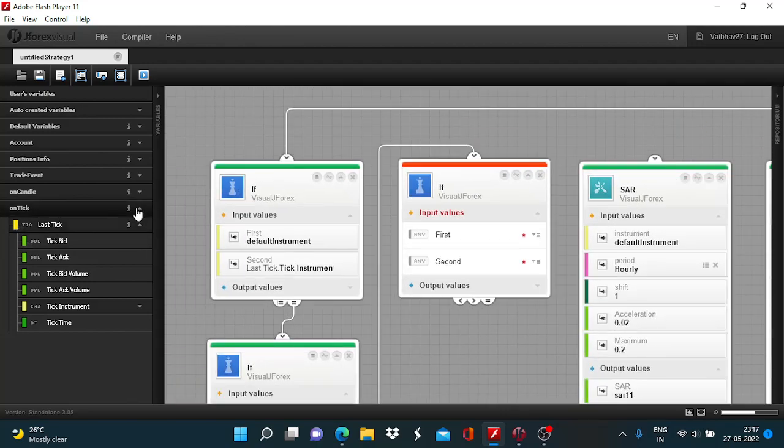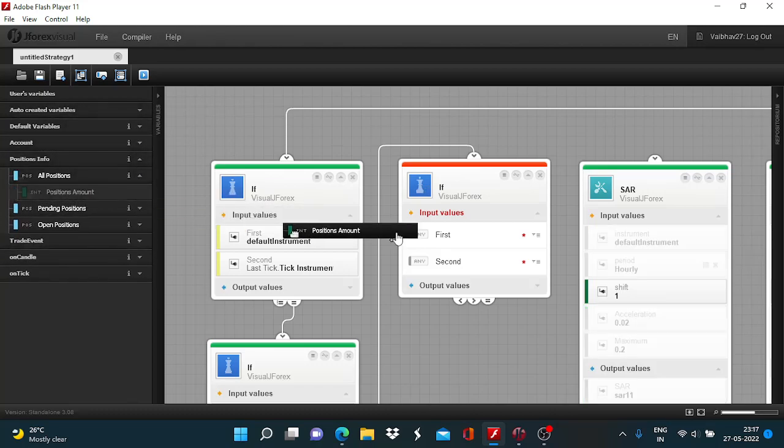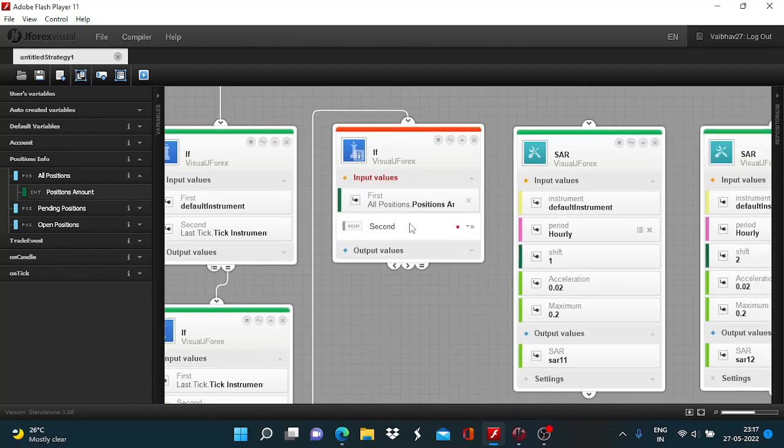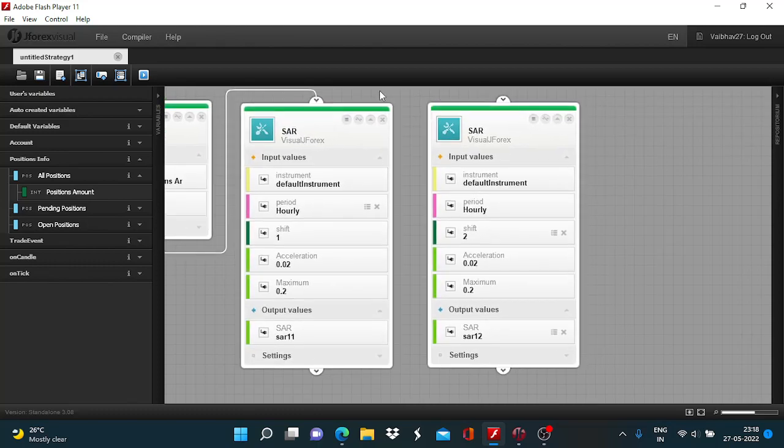Then coming to defining of the third if block, we have to make sure there is no existing open or pending order on the account. So for that I am defining second input parameter as 0. So all position amount should be equal to 0, then only a new order will go through the system.